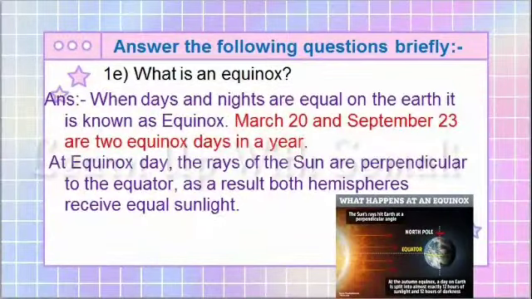Looking into question number 1e, what is an equinox? When days and nights are equal on the Earth, it is known as equinox. March 20th and September 23rd are the two equinox days in a year. On an equinox day, the rays of the Sun are perpendicular to the equator. As a result, both hemispheres, that is northern and southern hemisphere, receive equal sunlight.